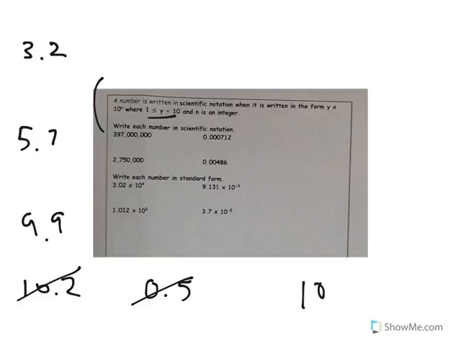The easiest way of looking at this is to look at examples here. The ones at the top here are written in standard form, and the ones down here are written in scientific notation. The way it works is it's just really counting and moving over decimal points.